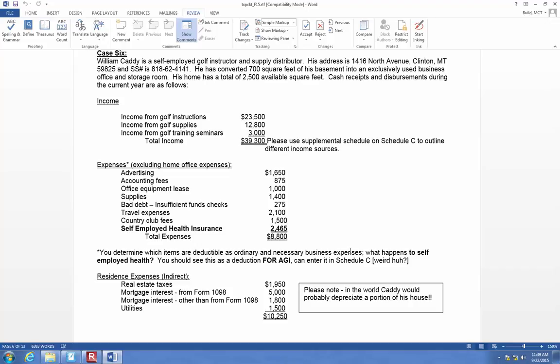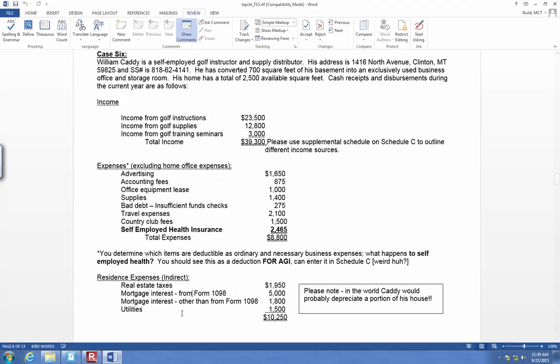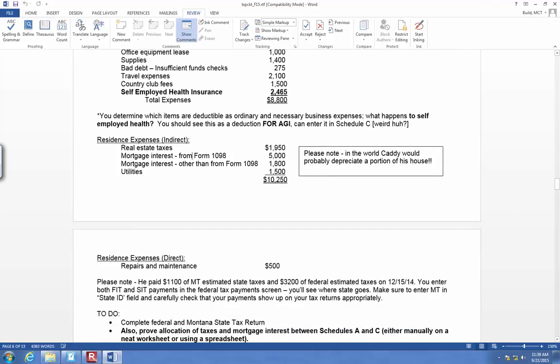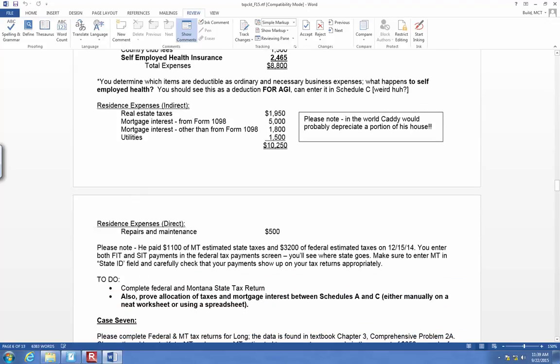Perry's question is he uses 700 square feet. Are we going to want to go 8829 or simplified? Probably because he's also storing inventory and it's a big space, he's going to want to use the 8829. And then all of his residential expenses, this is exactly what I was talking about, these are the numbers, you guys, that go straight into the 8829.